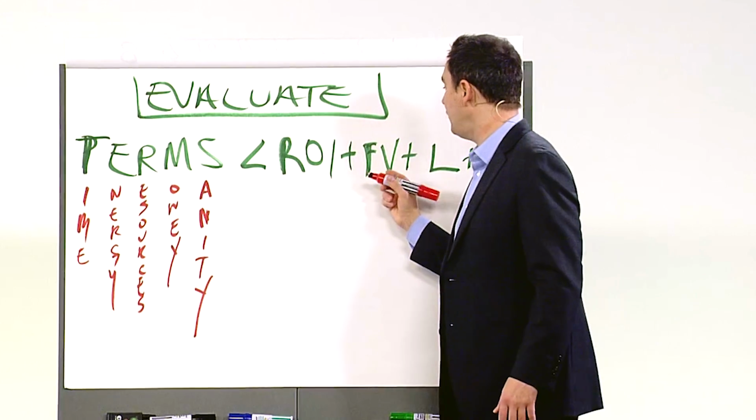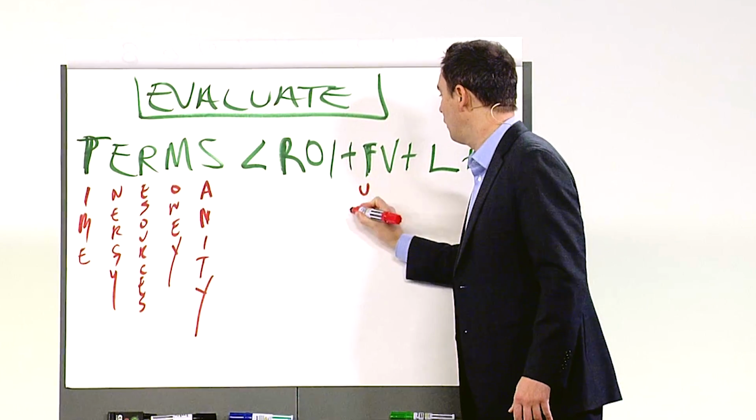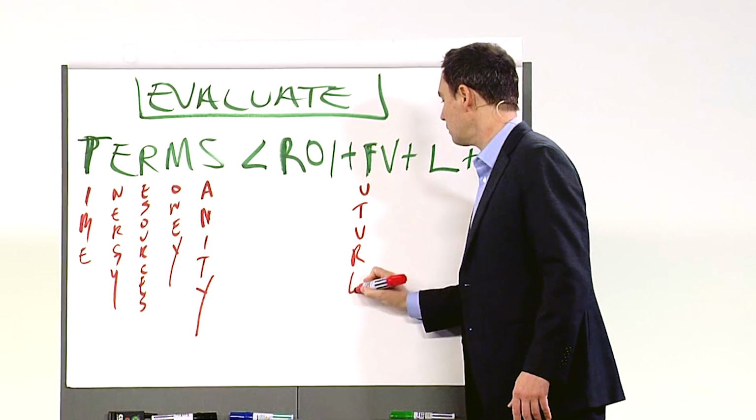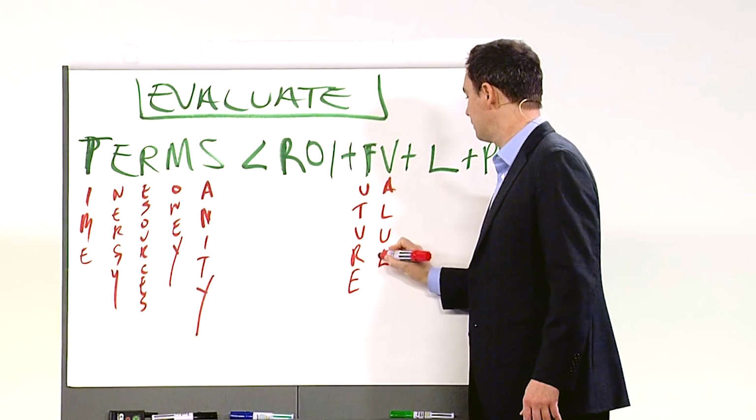And then FV is where most people fail to have strategy. FV stands for future value.